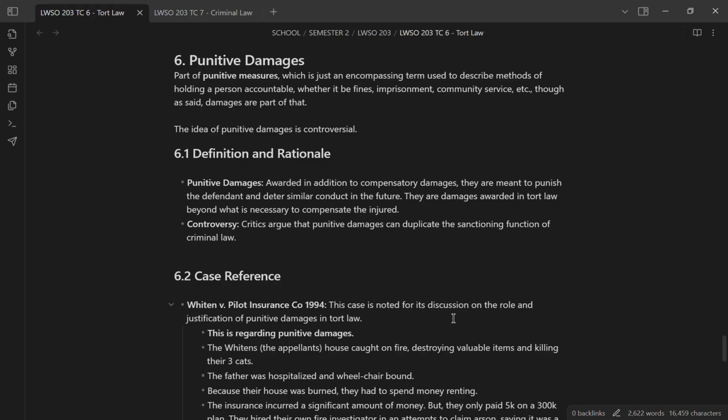Punitive damages are awarded in addition to compensatory damages. They're meant to punish the defendant and deter similar conduct in the future. They're damages awarded in tort law beyond what is necessary to compensate the injured, just like compensatory damages.